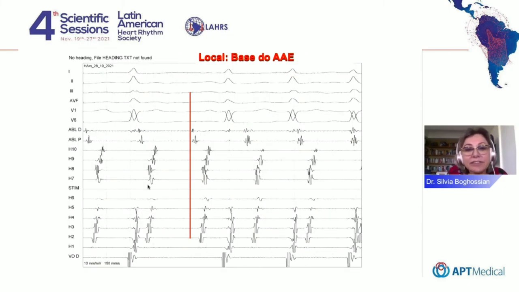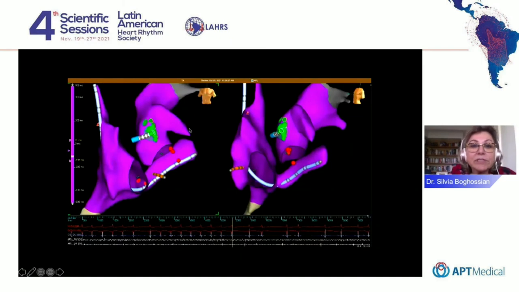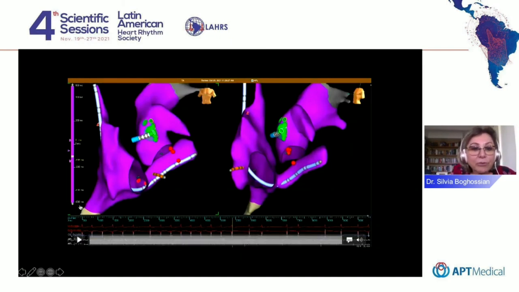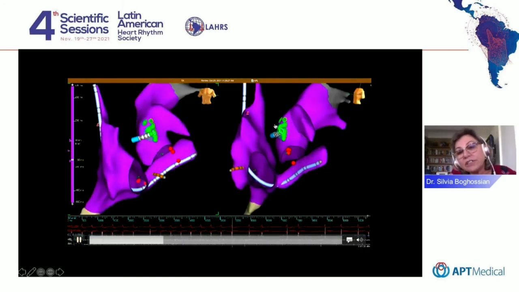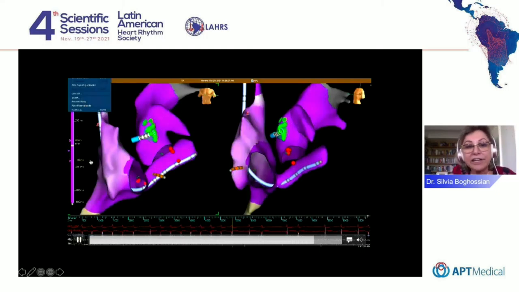Here is just the mapping from the precocity, the ablation point where we had the earliest A, and this point was near the left atrial appendage. Here is the point where the map showed the initiation of the tachycardia, and you can also observe the CS catheter coming from the jugular vein and entering the CS.